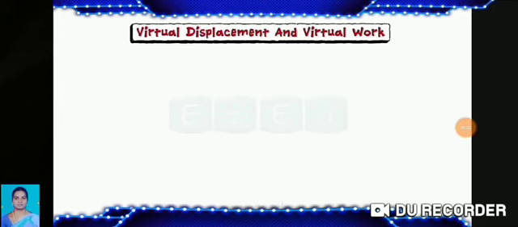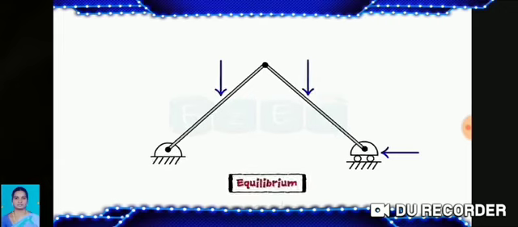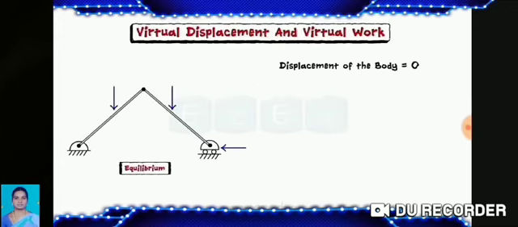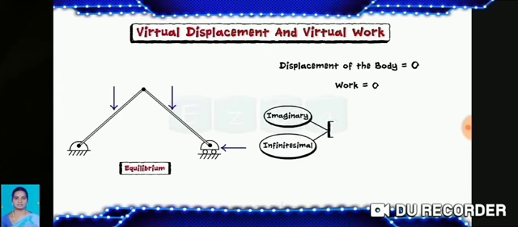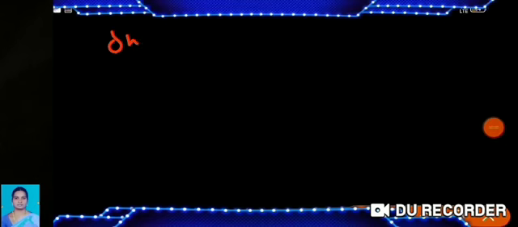When a system of forces acts on a rigid body in equilibrium and the displacement of the body is 0, then no work is possible. But an imaginary infinitesimal displacement is assumed to be given to the body in equilibrium. Such displacement is called virtual displacement. For the ith particle, the virtual work done can be written as Fi del Ri is equal to 0.